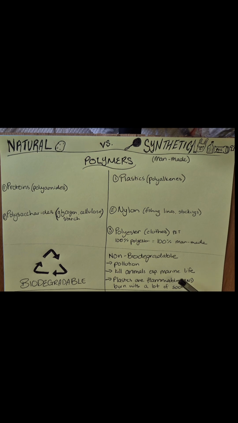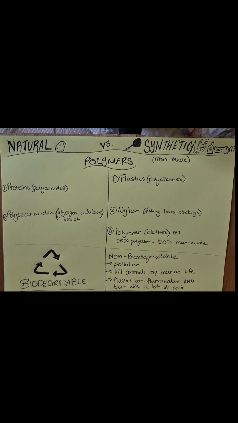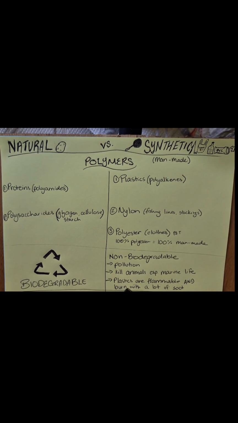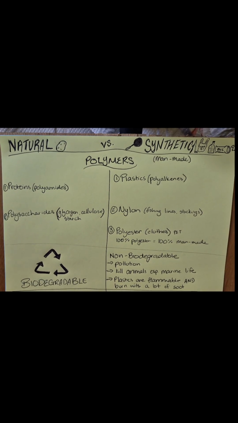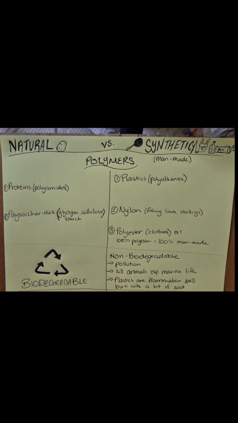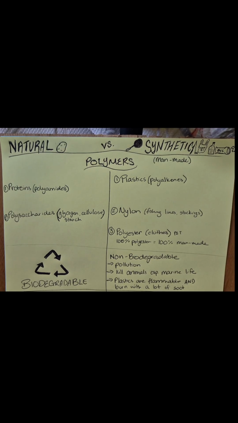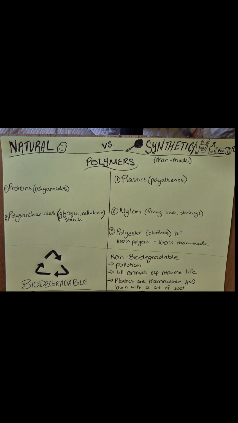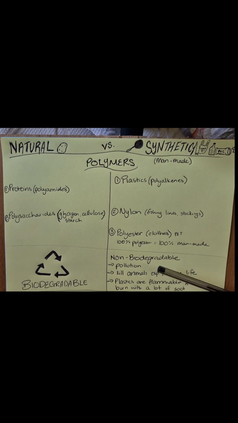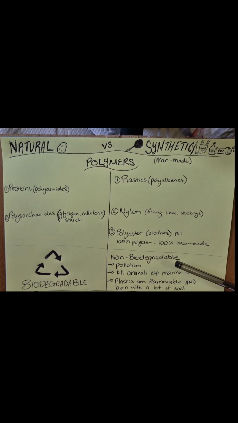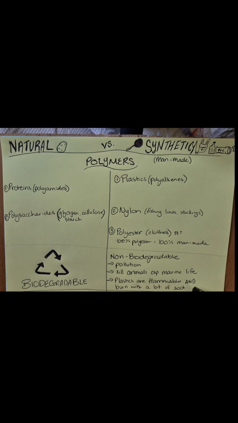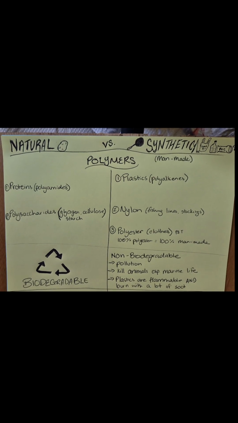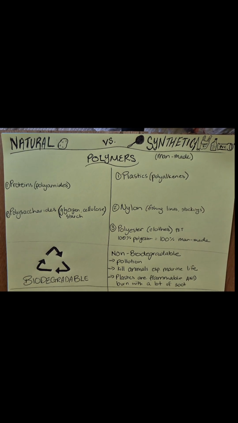So it's killing our marine life, especially killing animals, but especially our marine life. And then the other bad thing about our synthetic polymers, especially plastics, is that they're flammable. And not only are they flammable, but when they burn, they let off a lot of air pollution, a lot of soot, a lot of dark black smoke, which means that we can't leave them outside to rot, so we can't get rid of them that way. And we can't get rid of them by burning them. So we really have a problem with making too many synthetic polymers, because how do we get rid of them?